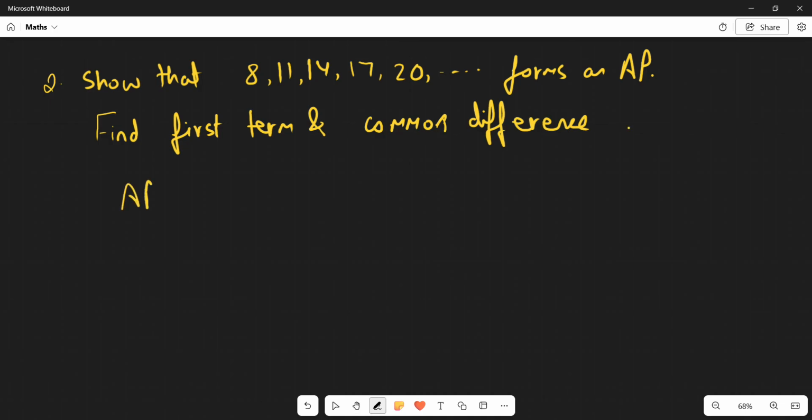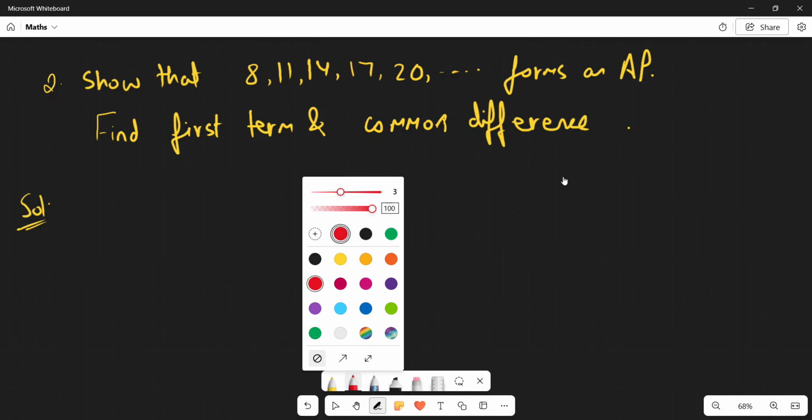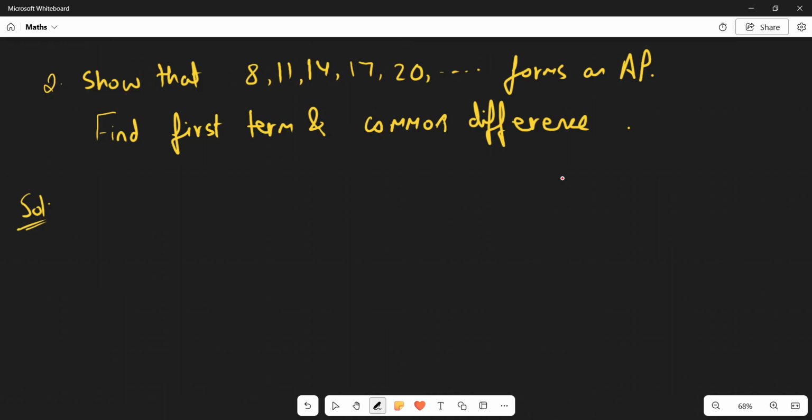Okay, now the sequence that is given to me is, although it does not clearly say that it is an AP, I need to show it. It is simply a sequence. So they are just considering it as a sequence, and I need to show that this sequence is an AP. This sequence will be an AP if the difference of the consecutive terms is the same. So let's make it 8, 11, 14, 17, 20 and so on.